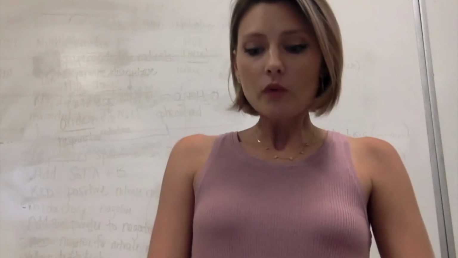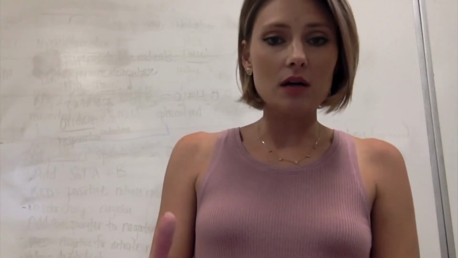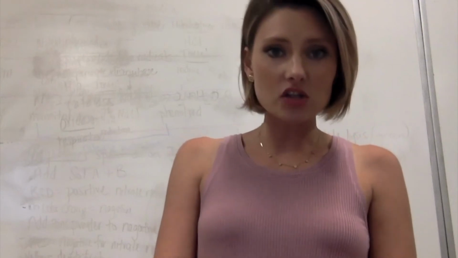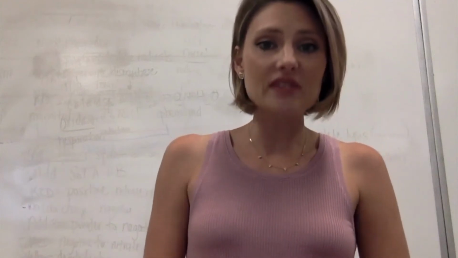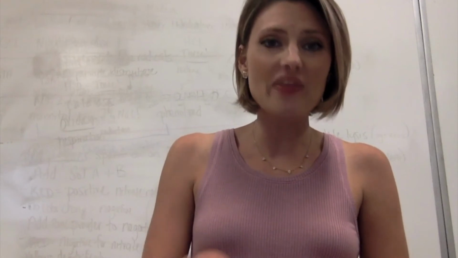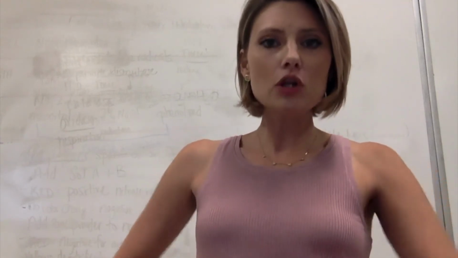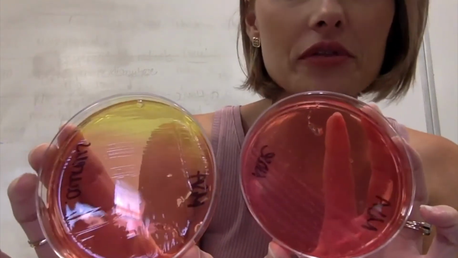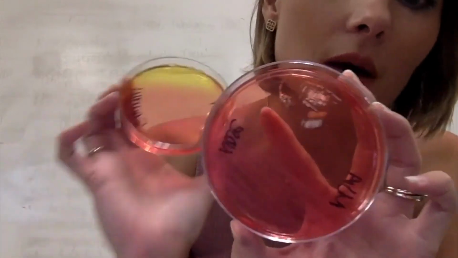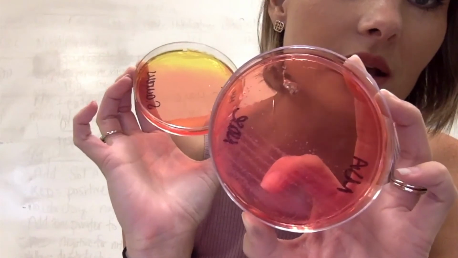So remember, the substrate is mannitol, and the selective agent is salt, a very high concentration of salt. If the bacteria grew, that means it is some type of staph, because only the staph can grow in that very high salt concentration. So if you look on both of my plates, I have growth. Here's my nose swab. As you can see, there is growth there. I've got colonies growing on that plate.